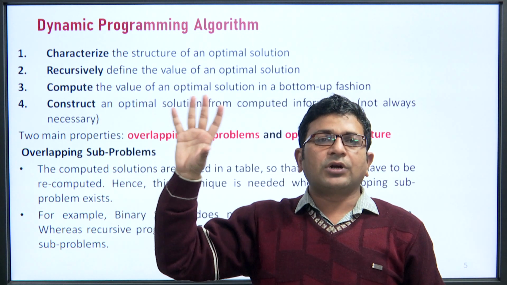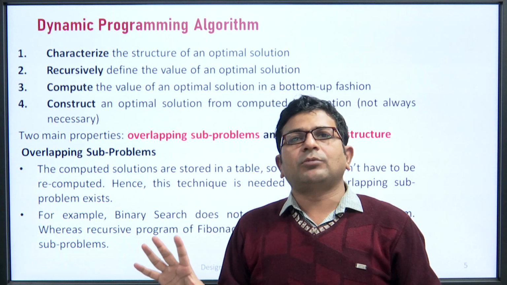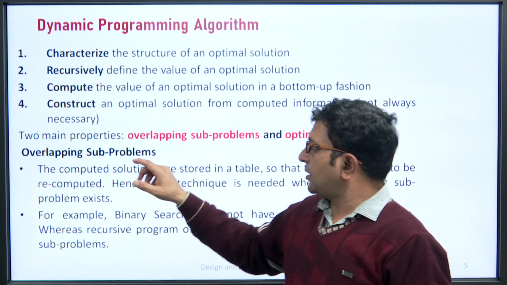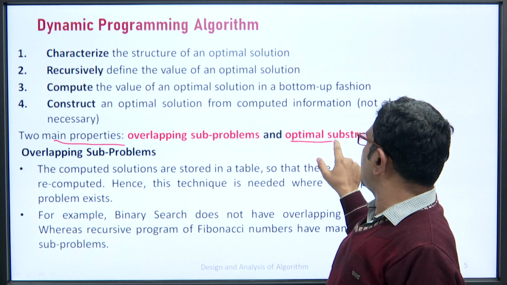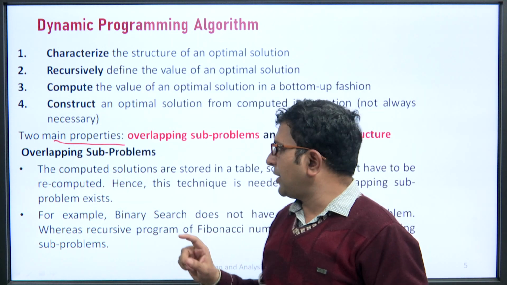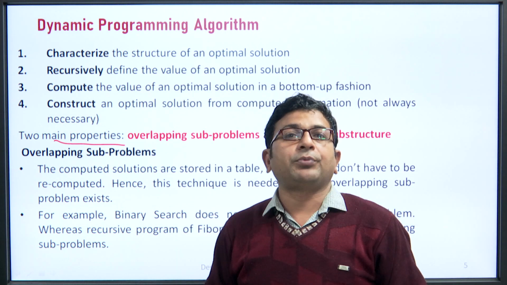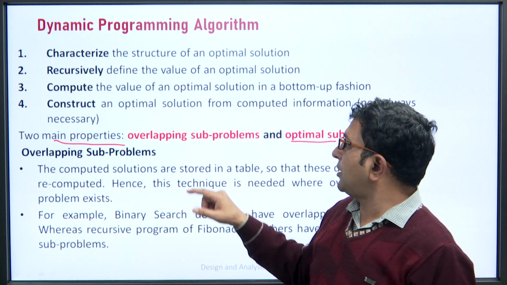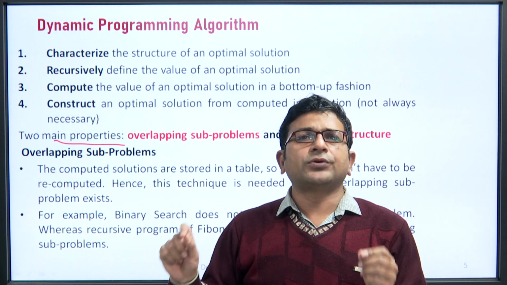So, basically dynamic programming involves these four important steps, and while solving any problem using dynamic programming we will incorporate these four steps. Basically, if we talk about dynamic programming, it has two main properties: overlapping sub problems and the optimal substructure. Overlapping sub problems means, in dynamic programming the computed solutions are stored in a table, so that these do not have to be recomputed. So, we do not require a recomputation of the common sub problem. Where the problem has overlapping sub problems, in that case we use dynamic programming.